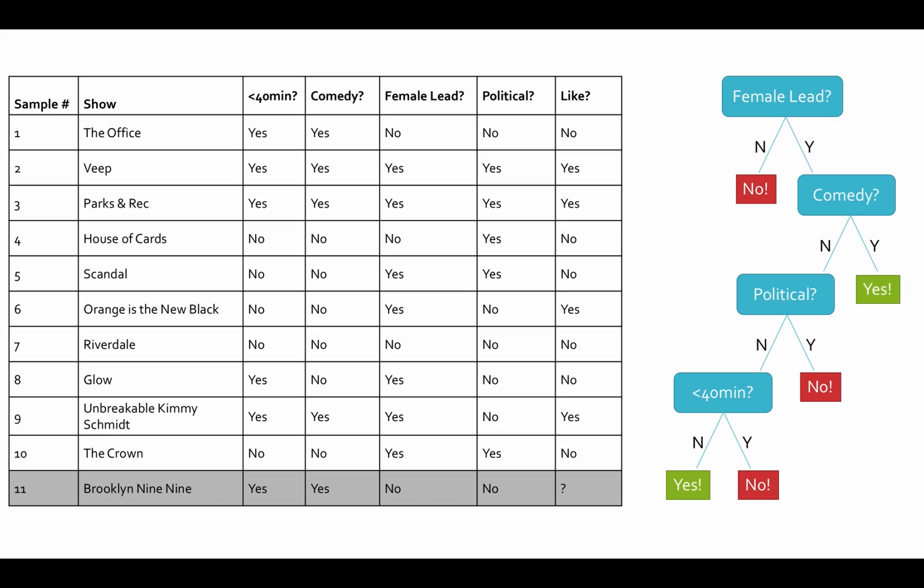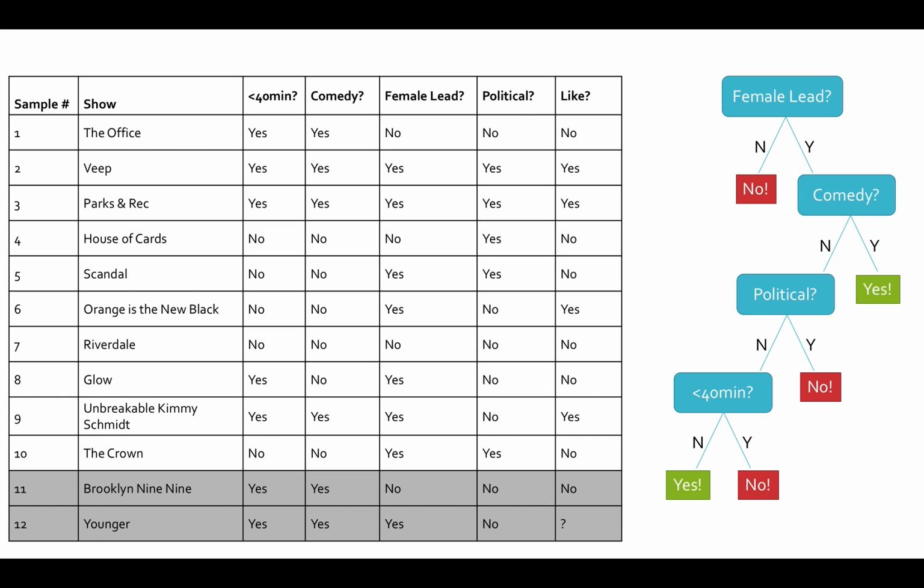Okay? So we can say, okay, am I going to like it or am I not going to like it? Well, what we do is we see, okay, it's not a female lead, and so we immediately go to the left and we say, no, I'm not going to like it. Okay? This may not be true because this model has only seen 10 samples, right? It doesn't necessarily know exactly what you like. It only knows from those 10 samples. And so it's not going to recommend Brooklyn Nine-Nine to you because there's no female lead.